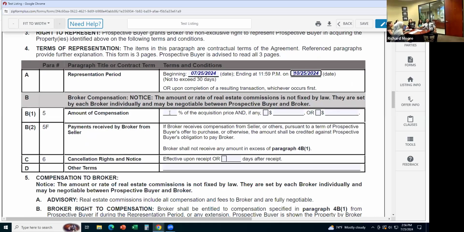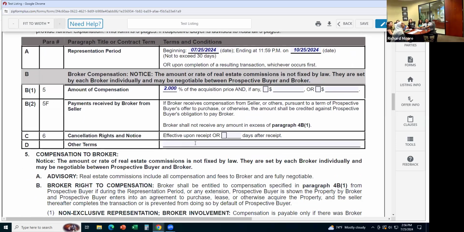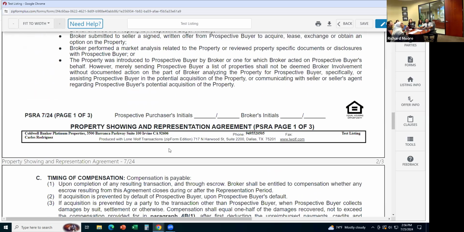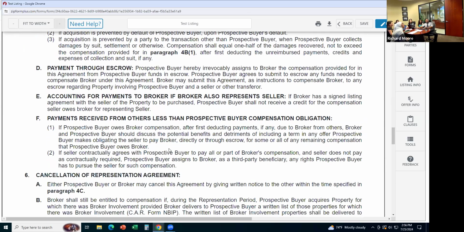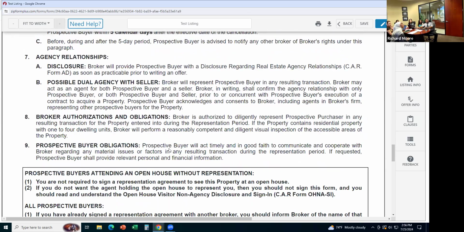Thank you, Gina. And then here, you're going to say whatever you want to charge them, 2%, 2.5%. And then cancellation effective upon receipt. I would say 30 days, check that box, because it's not to exceed 30 days anyway. And that's it. Is this only for the seller's agent or the hosting, the buyer's agent?